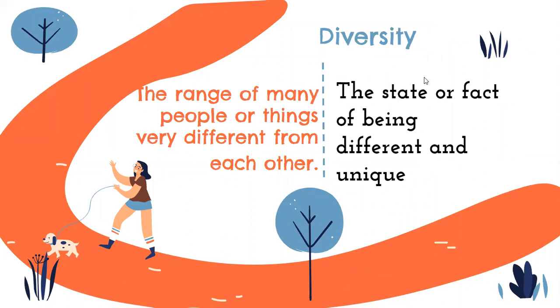And so diversity, students, is basically the state or fact of being very different and unique, right? So the state or fact of being different and unique is known as diversity. Another way of putting the same thing is that the range of many people or things very different from each other is also known as diversity. So it's the same definition for diversity, just said in two different ways, right?